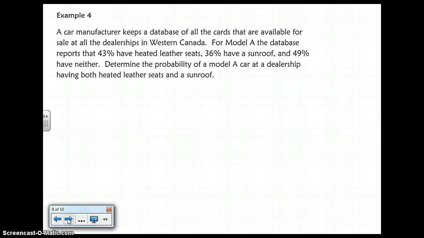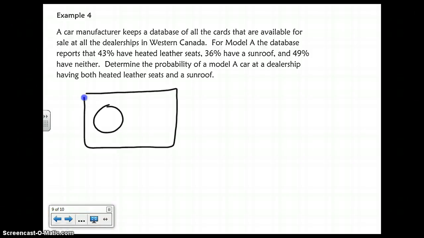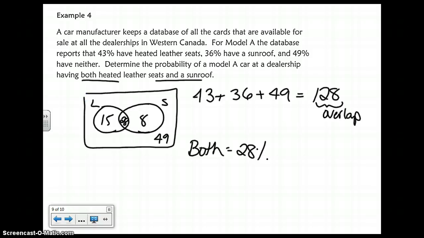Now this one's very similar. A car manufacturer keeps a database of all the cars that are available for sale at the dealerships in Western Canada. For Model A, the database reports that 43% have heated leather seats, 36% have a sunroof, and 49% have neither. So again, let's pretend that these are mutually exclusive. So 49% have neither, 36% have a sunroof, and 43% have leather seats. What do these have to add up to? 100. But when we add these up, we actually get 128. So the overlap is the extra 28%, and the overlap is having both. When we say both, that means the overlap. So both would be 28%.